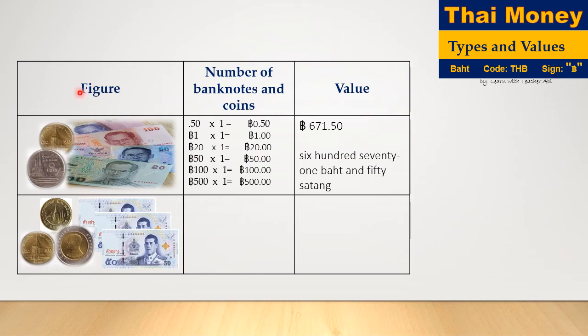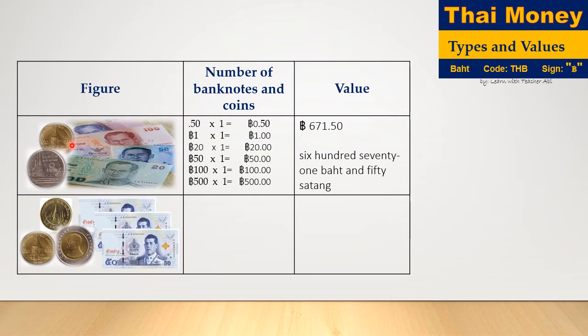Okay, so we have here the figure, or the number. You need to count how many banknotes and coins you can see. As you can see here in this column, the number of banknotes and coins. All right, so let's start from the smallest value.